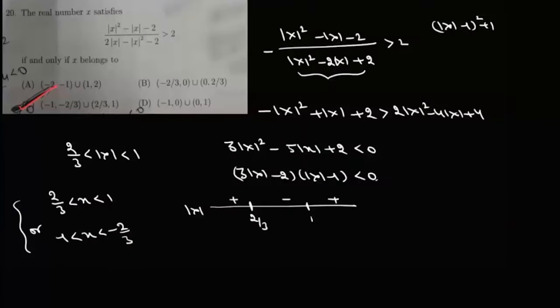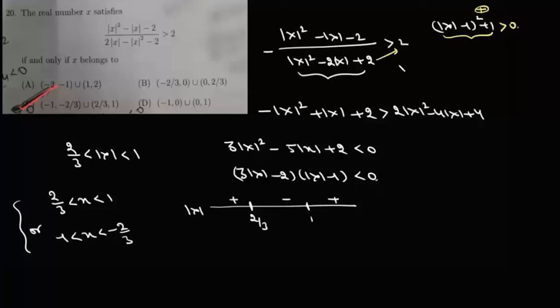Now question number 20, it's a simple question. We need to solve this inequality in mod x. Now if we look at the denominator, this is mod x square plus 2 mod x plus 2, which is mod of x minus 1 whole square plus 1. That means it is always positive. Its sign does not change. And when the sign does not change, we can simply cross multiply it.